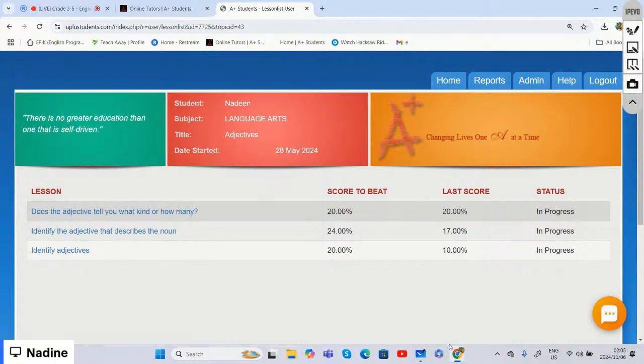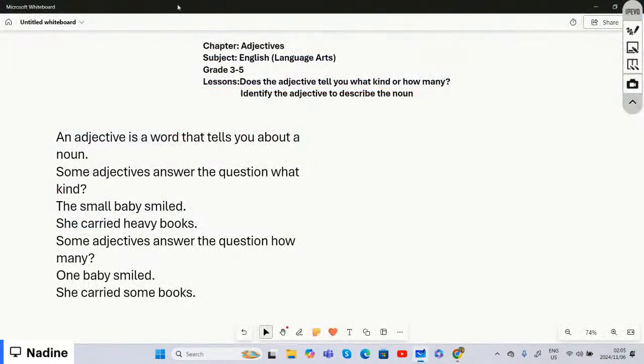All right. So our chapter is adjectives. Our subject is English language arts. We're doing grade 3 to 5. And these are the lessons that we are going to be focusing on under the chapter of adjectives.